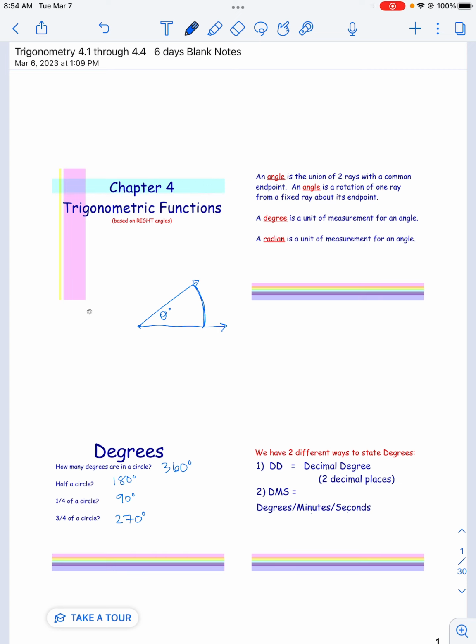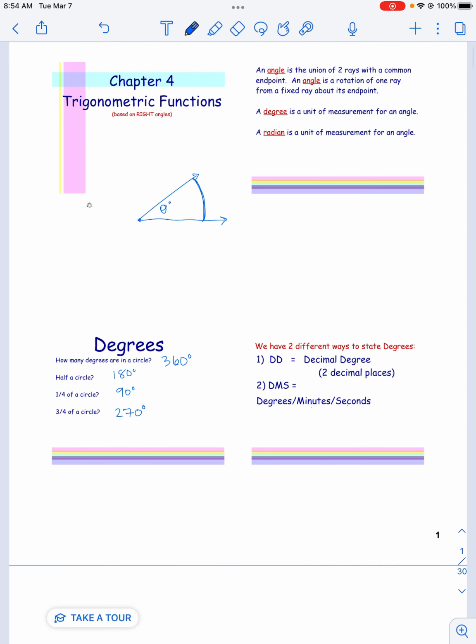We have 2 different ways to talk about degrees. We can talk about them as a decimal, so, for example, 37.425 degrees. Or we can talk about them in degrees, minutes, and seconds: 37 degrees, 25 minutes, and 40 seconds, for example.